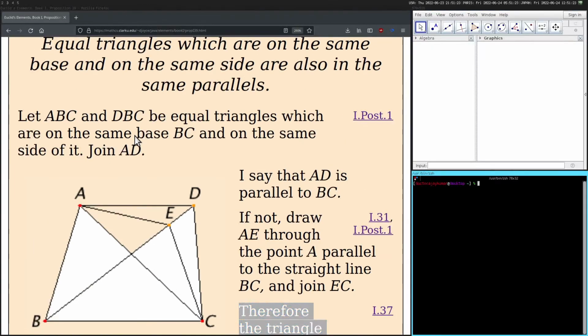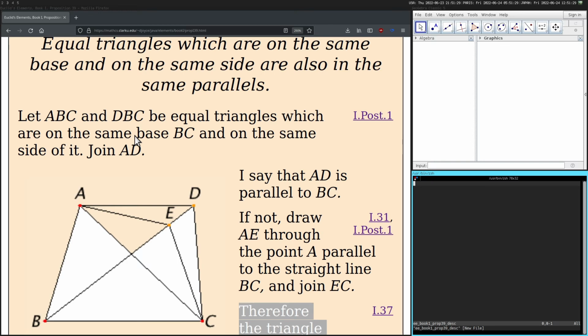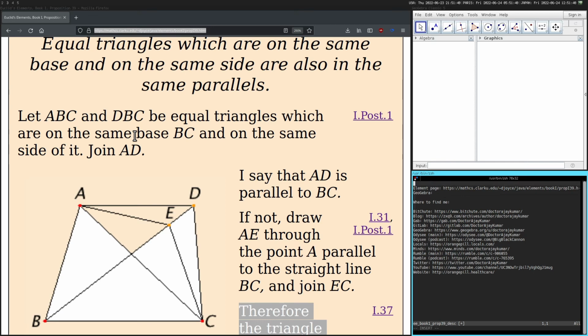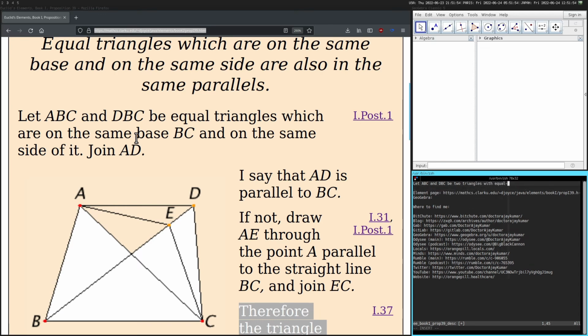Let's go over here. Let's start writing this out. This is 39. Okay, Elements page. Okay, so, let ABC and DBC be two triangles with equal area.